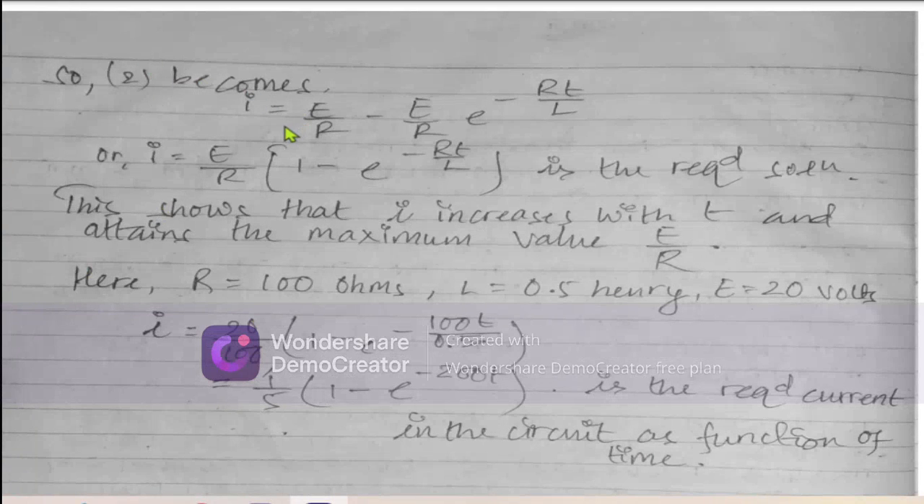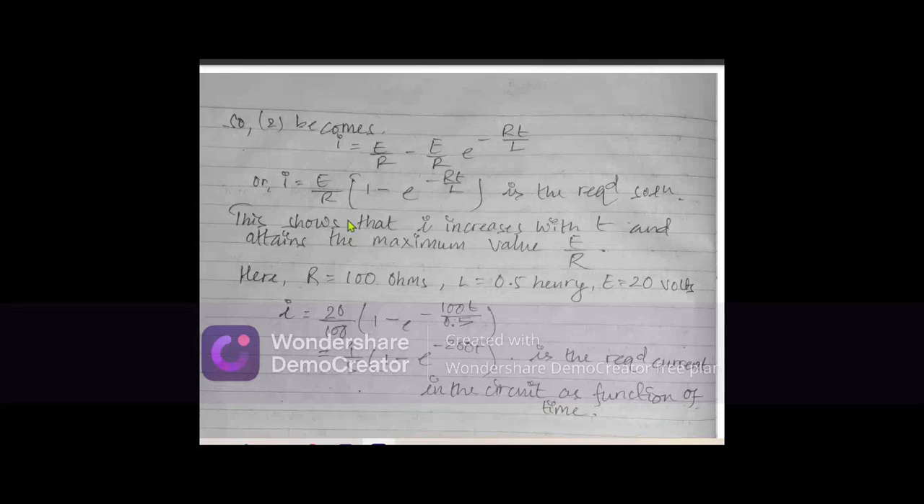So equation 2 becomes I equals E by R minus E by R times e to the power minus Rt by L, or I equals E by R times (1 minus e to the power minus Rt by L), which is the required solution. This shows that I increases with t and attains the maximum value E by R. Here in the question the values of resistance, inductance and the EMF of the battery are given. So putting the values of R, L and E into the general solution, we come to this solution, and it is the required current in the circuit as a function of time.